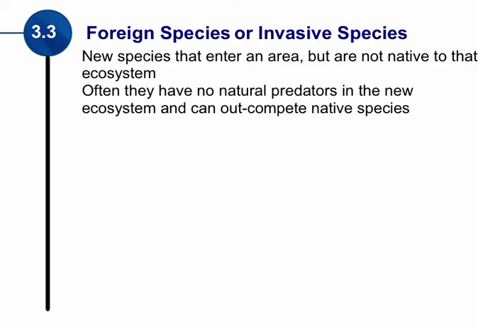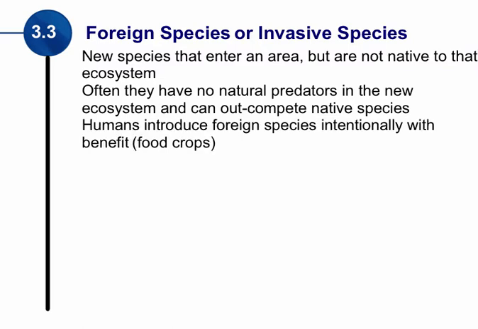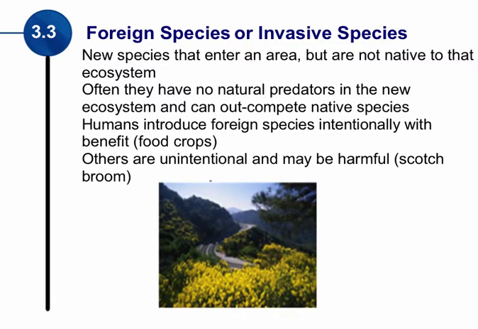Now, sometimes an invasive species is actually introduced on purpose. And most of our crops are actually foreign or invasive species. Crops that were never naturally growing in this part of the world, such as corn, are introduced to benefit humans. We can grow those food crops. Now, more often than not, though, invasive species are actually introduced unintentionally, and they turn out to be quite harmful.